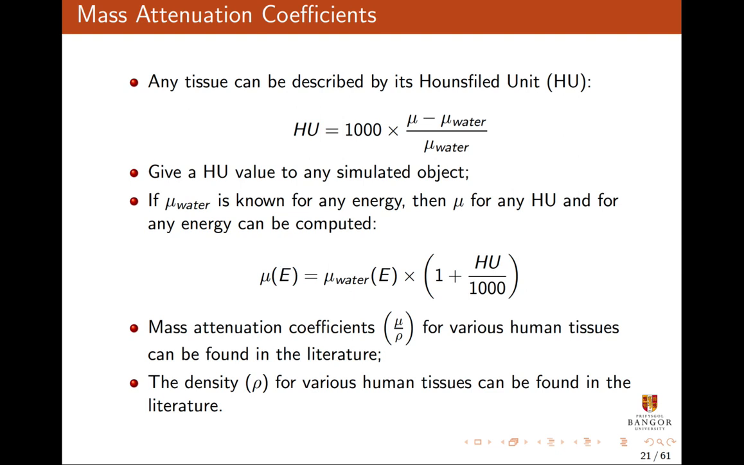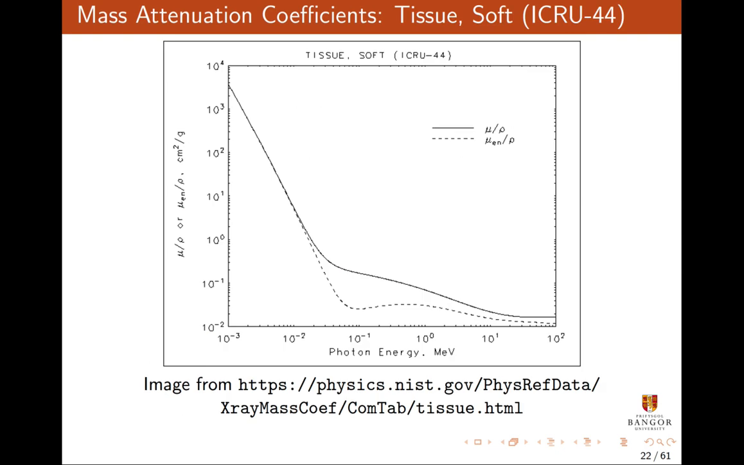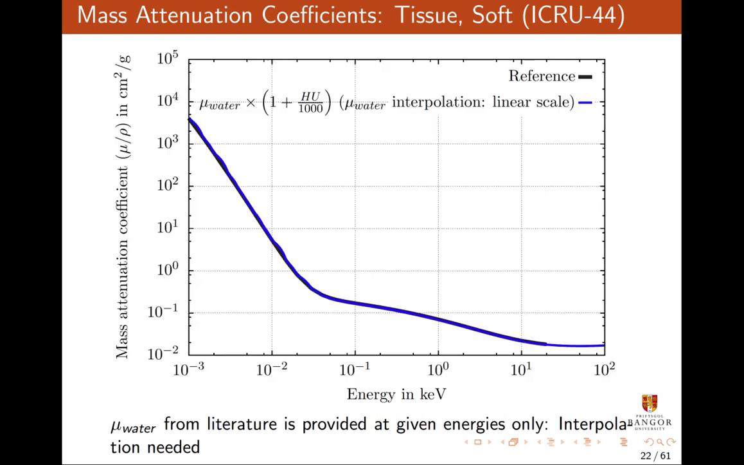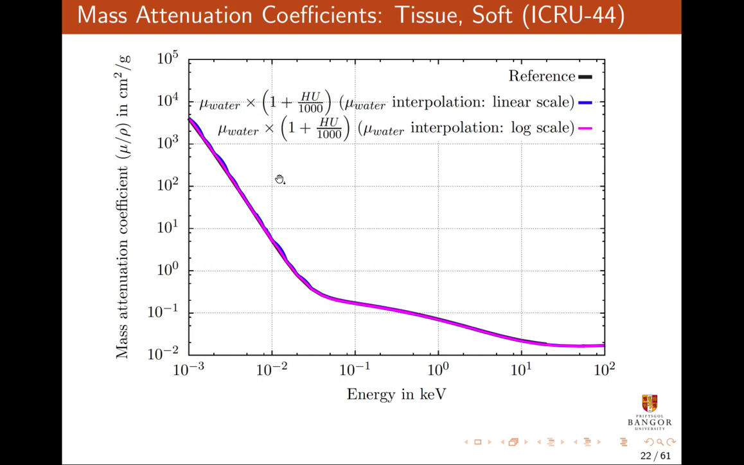So that's the theory, and that's what we did here. If you have a linear interpolation, we can see these bumps here. So actually we need a log-log interpolation. And now we got a very accurate mass attenuation coefficient. Here is for soft tissue.